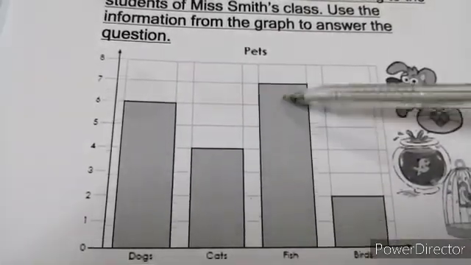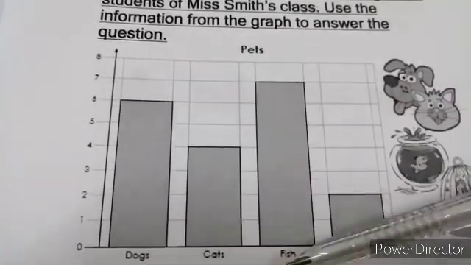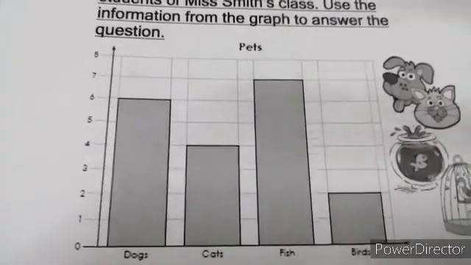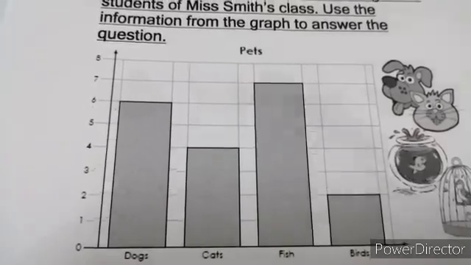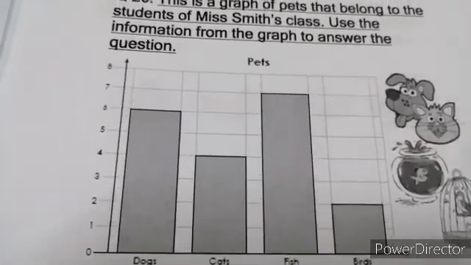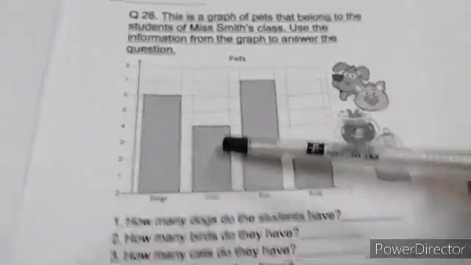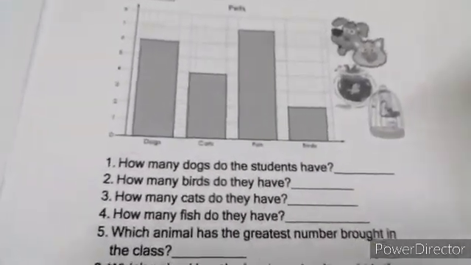We can also read this graph easily by just seeing this picture. We can tell how many fishes are there, how many dogs are there, which is the more, which is less, everything we can say by just seeing the picture. We need not go and see the data or the numbers. Now, based on the graph they have given us, let's try to answer the questions below.